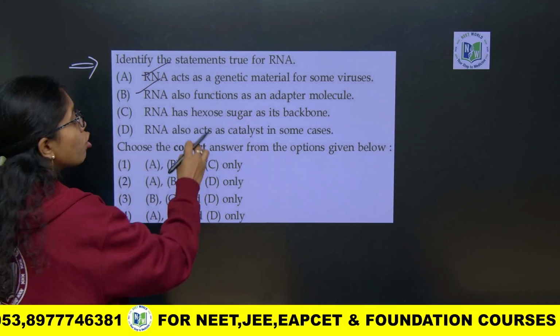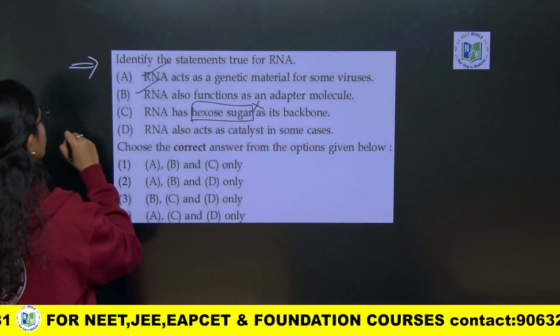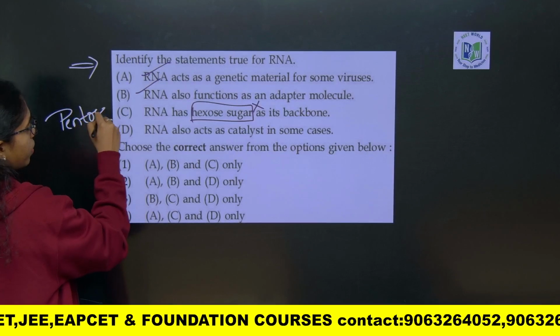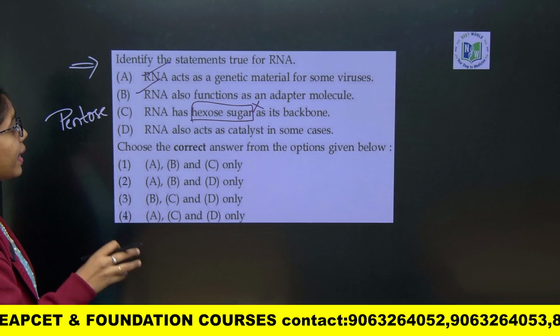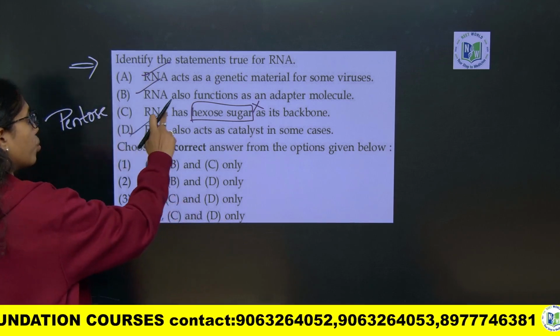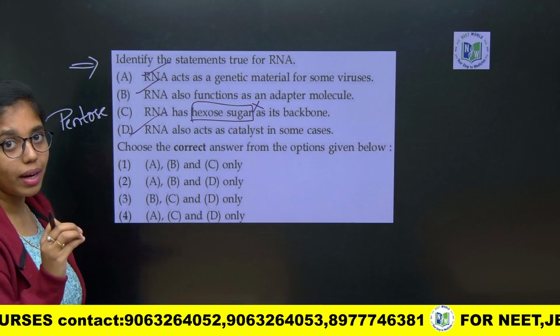RNA has hexose sugar. Wrong, because RNA has pentose sugar. And then RNA also acts as a catalyst in some cases. True, RNA acts as a catalyst, for example ribosomal RNA.